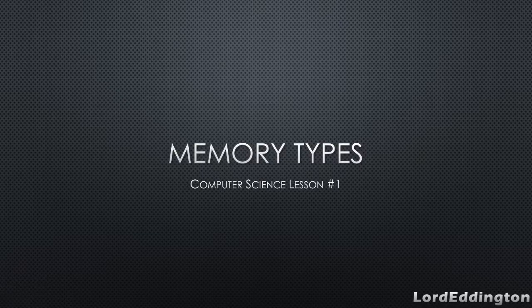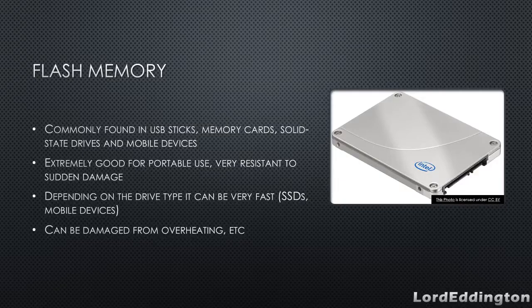We're first going to start off with flash memory. It's commonly found in things like USB sticks, memory cards, solid-state drives, and mobile devices. And it's extremely good for portable use. It's very resistant to sudden drops and damage.